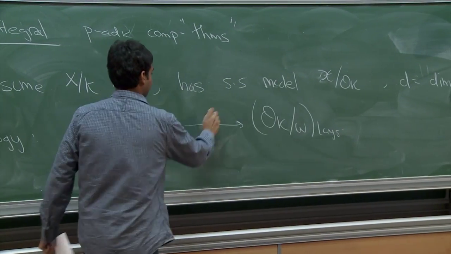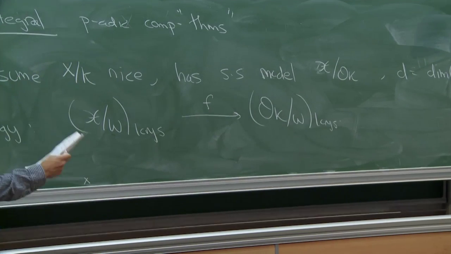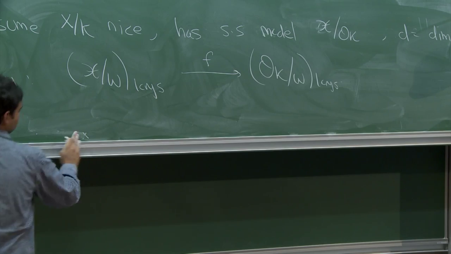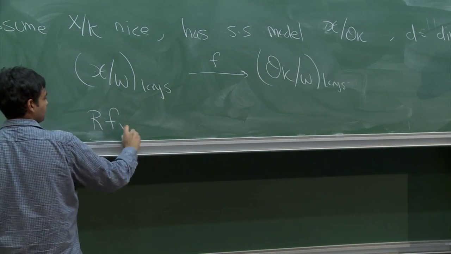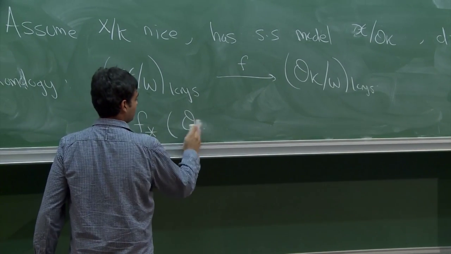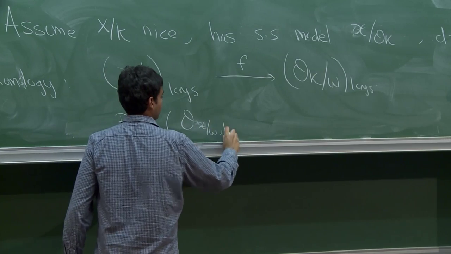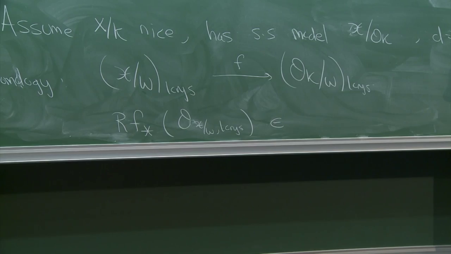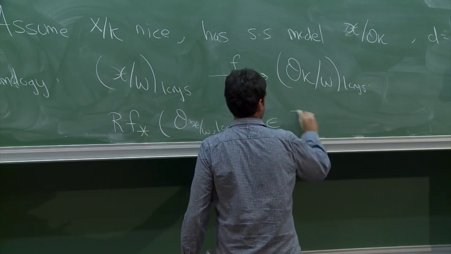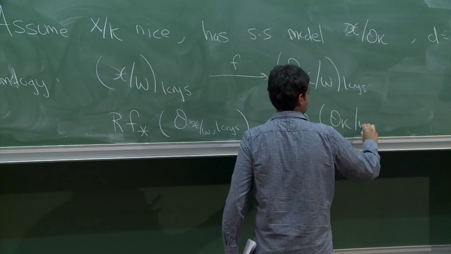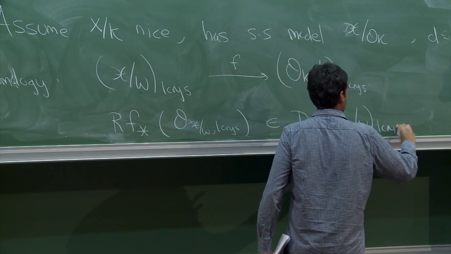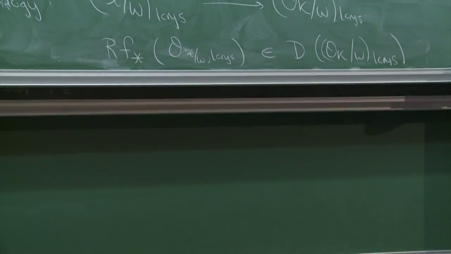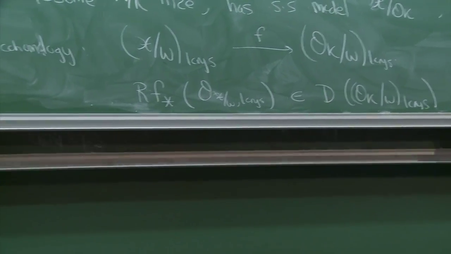I will give this a name, F. And so associated to this datum, you can do cohomology, so in particular, you have the push forward. So RF lower star of O_X over W_cris is an object, and so it's a crystal. It lives on this site. And it's very instructive to think of it as a crystal, just to understand the functoriality.